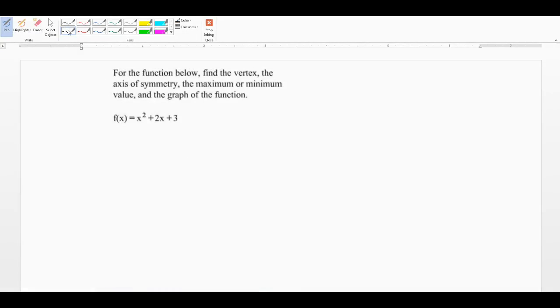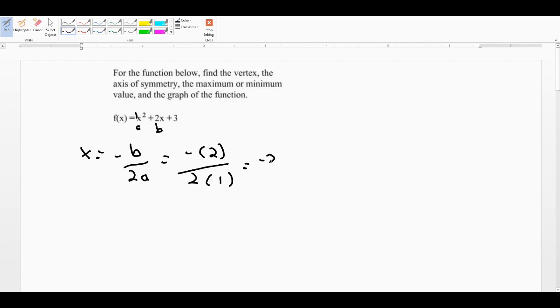For this given function, we're going to find the vertex, axis of symmetry, the maximum or minimum value, and the graph of the function. So let's start with the vertex. One thing we can do is use this formula, x equals negative b over 2a. So all we need to do is find the b and find the a and substitute them in. Well, b is the number from the x, so it's 2. A is the number from the x squared, so it's 1. We end up with negative 2 over 2, which is negative 1.